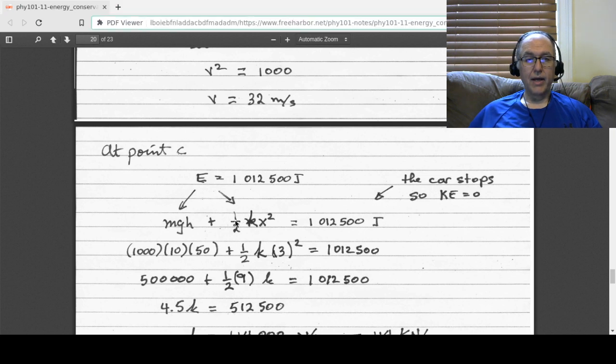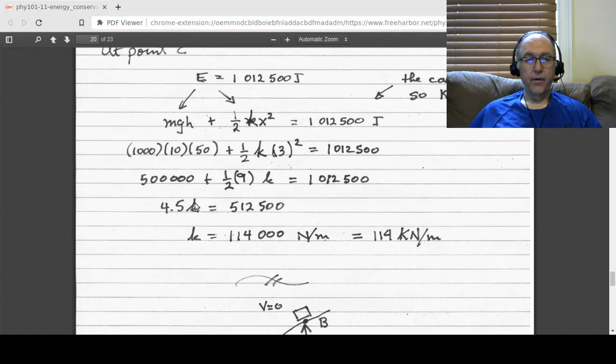Now, algebra is pretty simple. This is 500,000 plus 1/2, 9, and 3 squared is 9, times k is equal to that, and it turns out that k is 114,000 newtons per meter, or 114 kilonewtons per meter. And this is not an atypical number for something like a shock absorber. Okay, something that's fairly stiff. All right, and so there you go. That solves this problem.